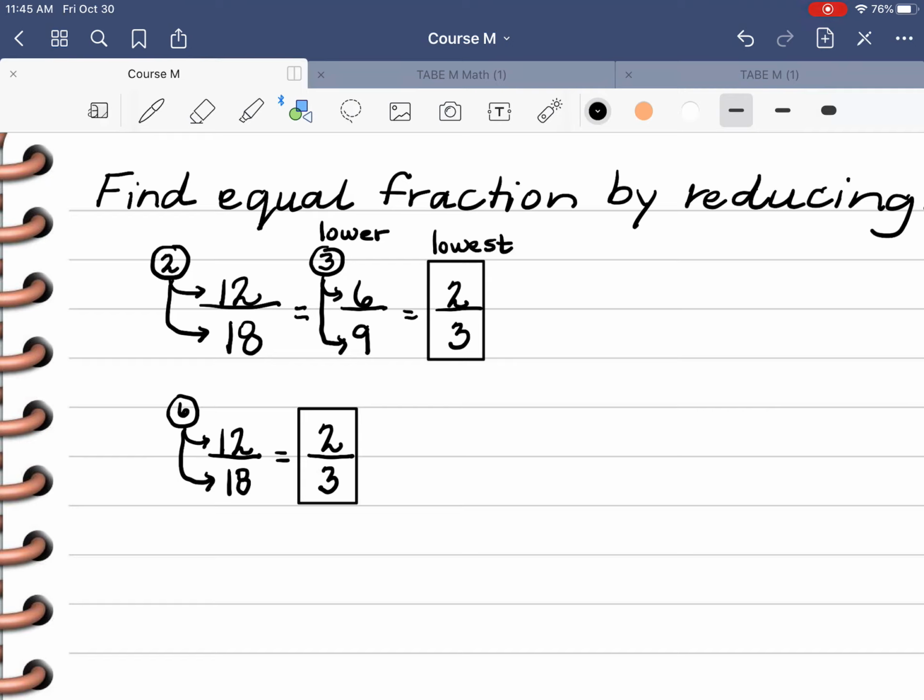So whose way is better? Really doesn't matter. The 6 gets me there faster, but I have to know the 6. So if you're not real good with your times tables, using the first way will get you there just as easily. In my opinion, either way is just as good.